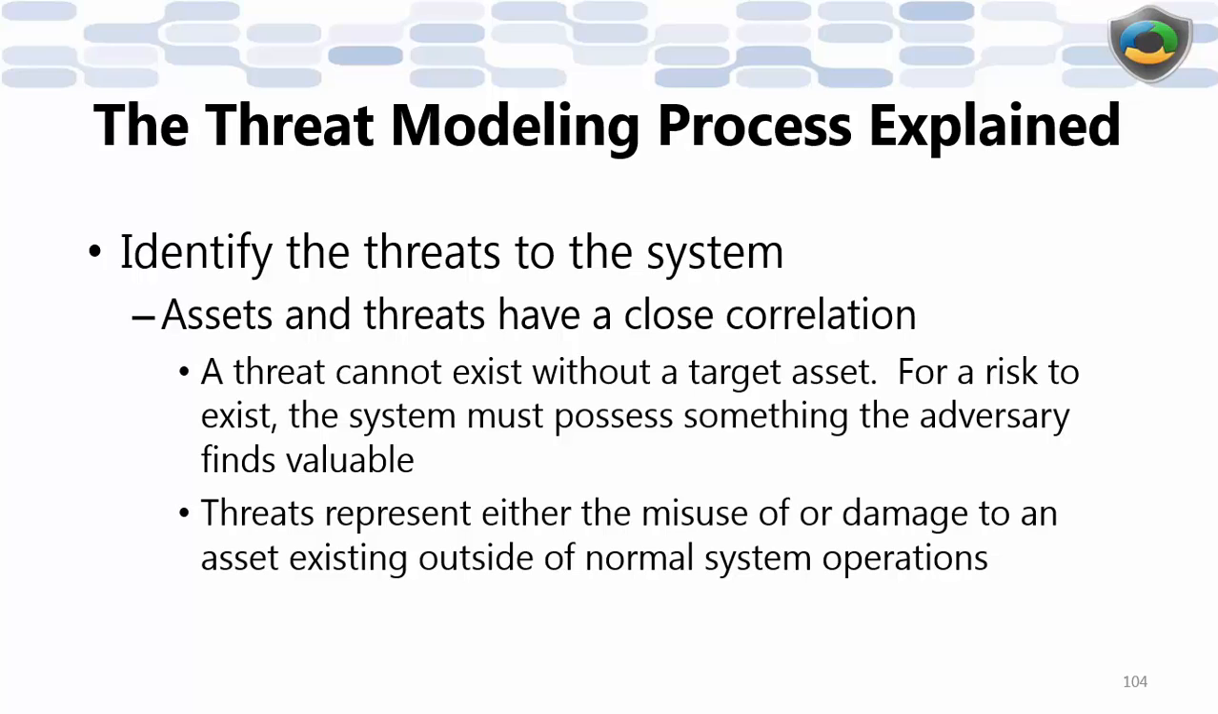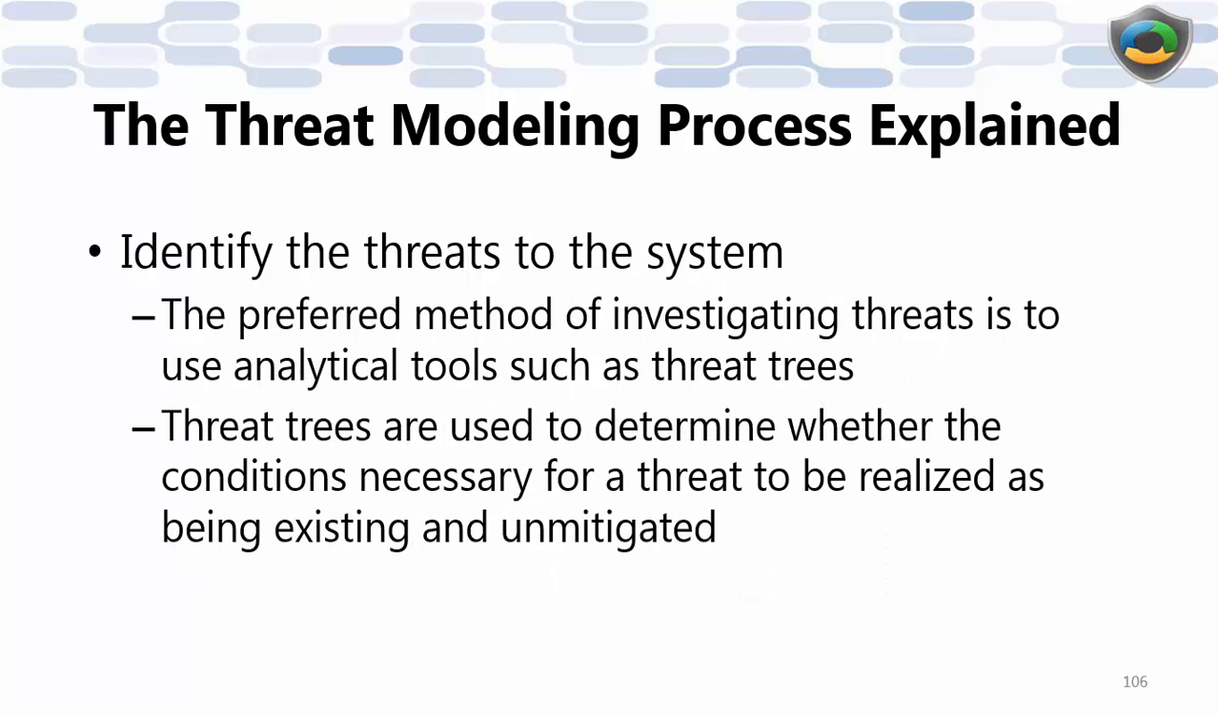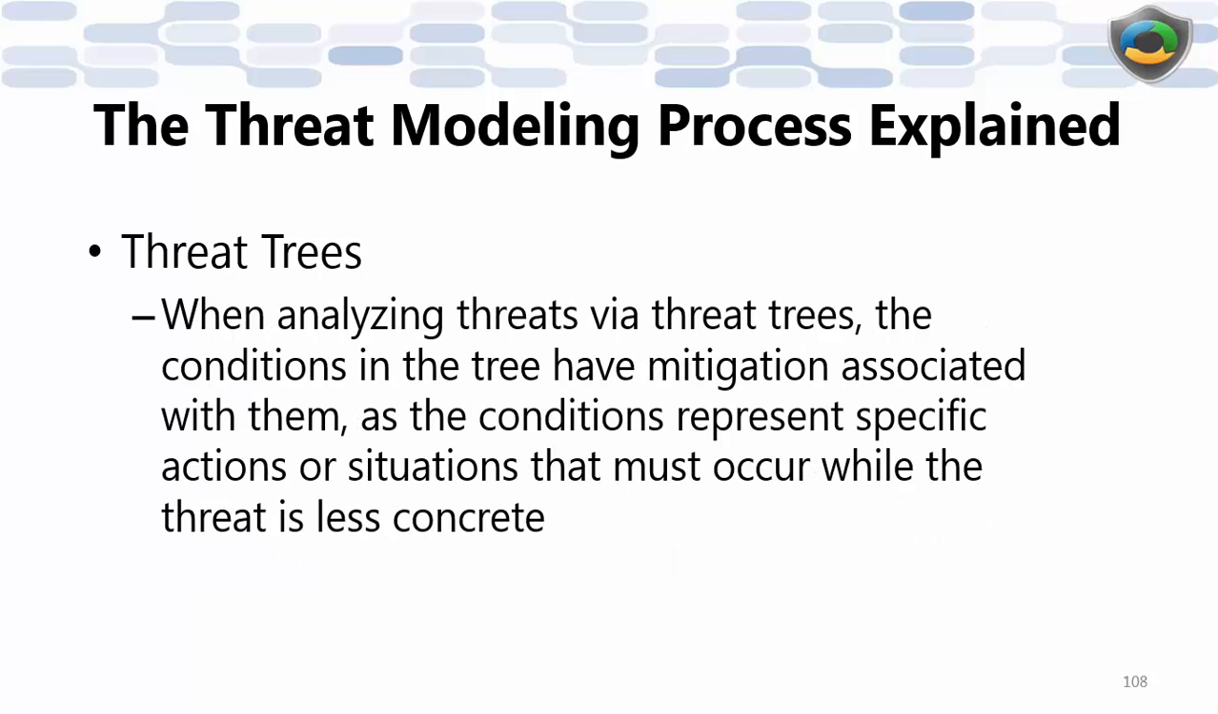Assets and threats have a close correlation, and a threat cannot exist without an asset. Threats cannot simply be identified. They have to be identified and they have to be analyzed. Typically, the analysis process involves using the STRIDE mechanism that we've talked about. You identify the threats to the system. You can use threat trees if you want. Threat trees, again, can be either graphical or textual in nature.